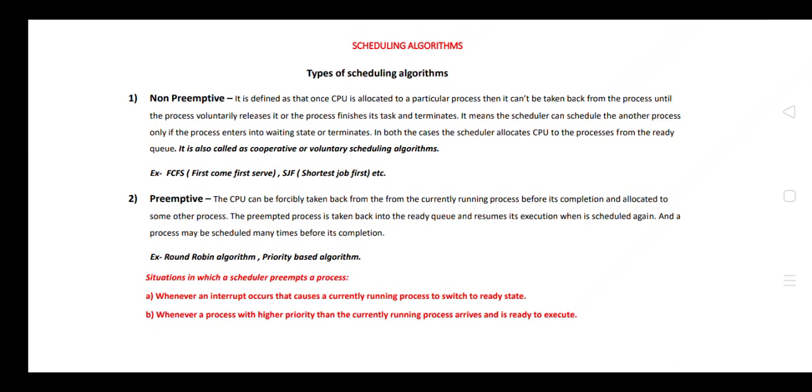From your syllabus, we need to study only two non-preemptive scheduling algorithms. One is first come first serve, and the other one is shortest job first.